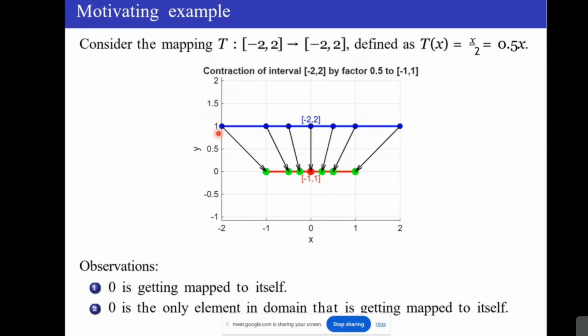Similarly, start with -2. It is getting mapped to -1. Now apply the map T on this -1. So we'll have T of -1 is -1/2. Then apply T on -1/2, and we'll get -1/4. Again, even when we are starting with -2, we are moving closer and closer towards 0. So you can observe this for any point. Start with any point.